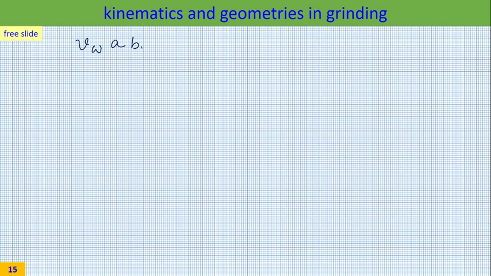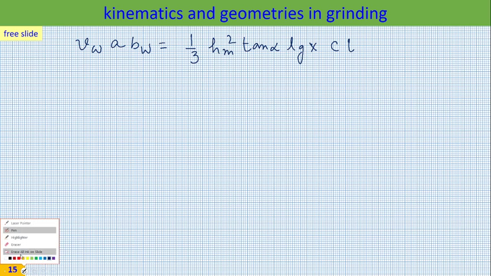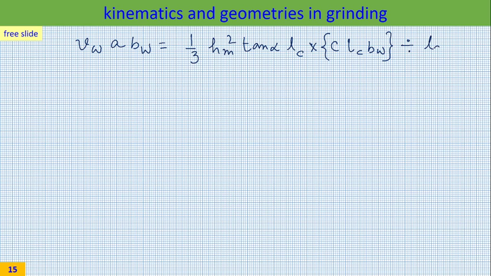Vw A into Bw is equal to chip volume. If I remember the chip volume correctly, it is 1/3 hm square tan alpha into Lc times C into, okay, let us not use Lg, let us use Lc. I have a bad habit of interchanging symbols. So this is Lc, this is Lc into Bw, that divided by Lc by Vs.